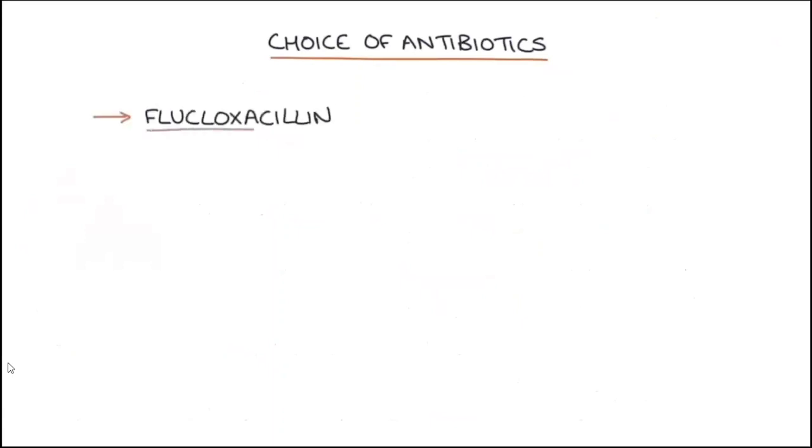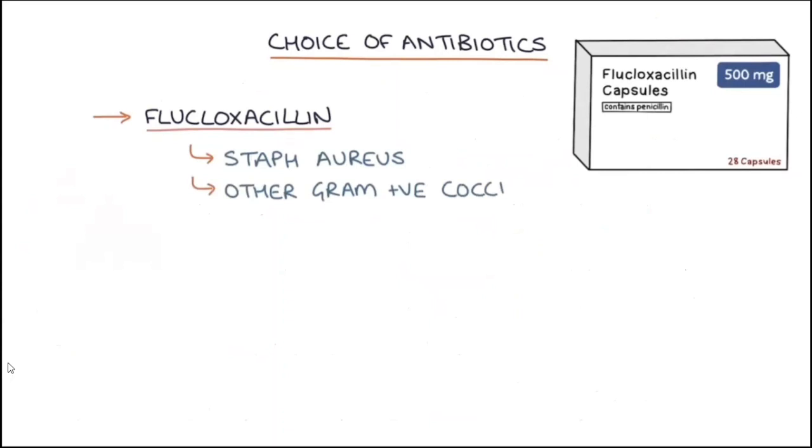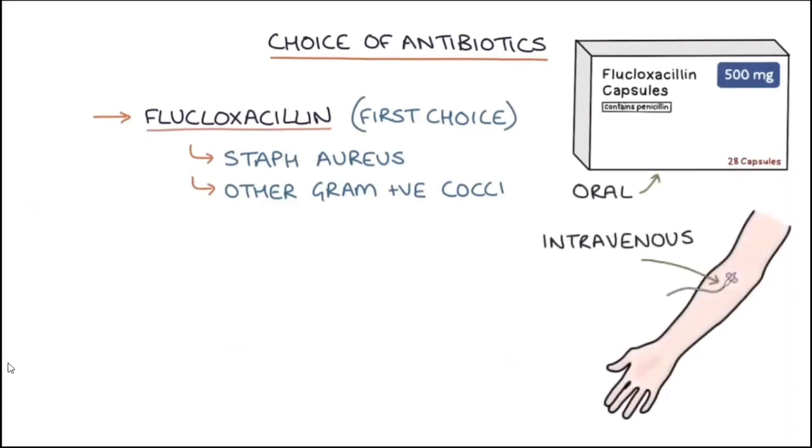Which brings us on to the choice of antibiotics. Flucloxacillin is the one to remember, and it's very effective against Staph aureus infections, and it also works well against other gram-positive cocci. It's usually the first choice in treating cellulitis, particularly if they're being treated in the community and it's fairly simple cellulitis. Flucloxacillin can be given orally or intravenously.